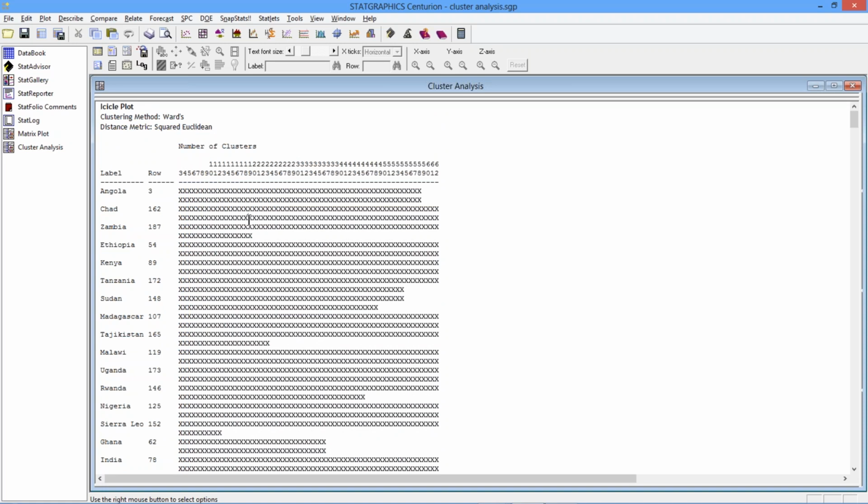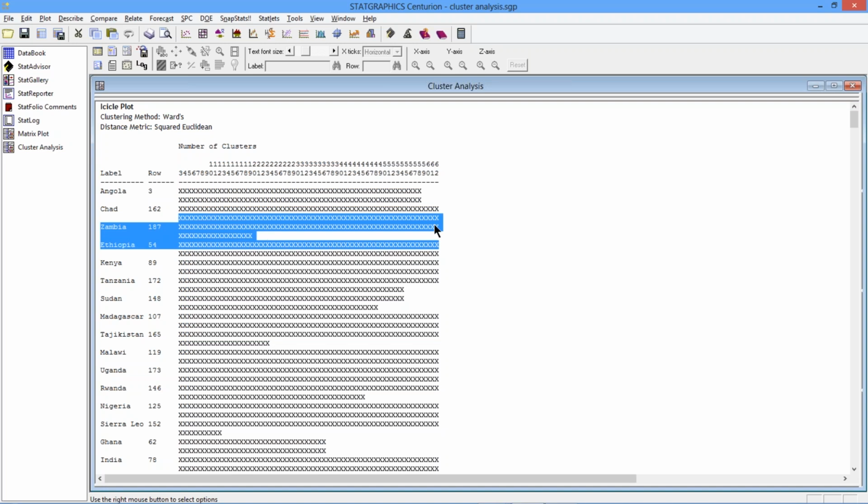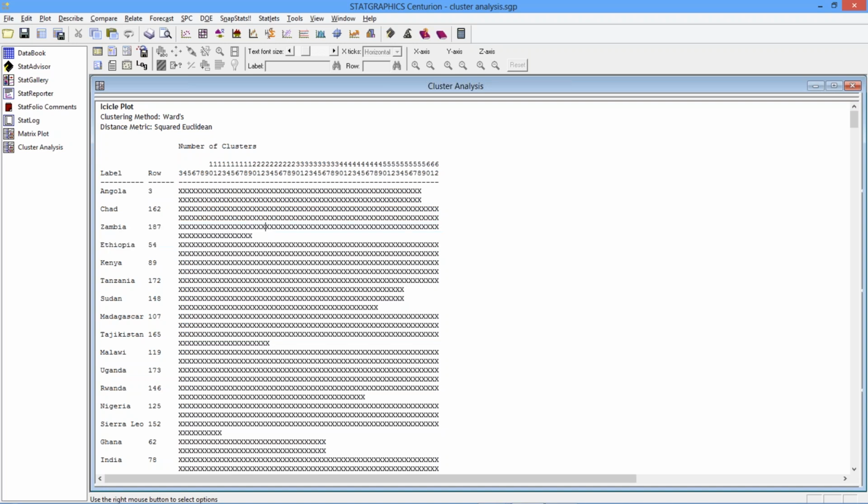So, for example, if you look right up in this section here, you see how there's a break. The group of countries Angola, Chad, and Zambia were combined with Ethiopia, Kenya, and so forth at pretty much the 20th stage when we were being reduced down to 20 clusters. So by looking at the icicle plot, you can actually see what countries are in what groups, when they got combined, what the groups were when they got combined, and hopefully learn a lot about your data from looking at that plot.